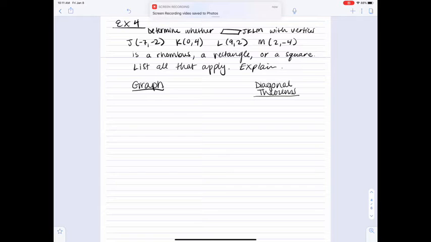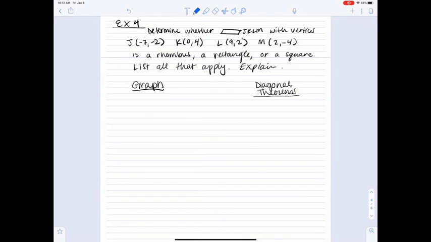All right, the last example is example number 4. Determine whether parallelogram JKLM, with the vertices given right there in those points, is a rhombus, a rectangle, or a square. List all that apply. Explain. Remember, if it's a square, then it's all 3, because a square is a rhombus and a rectangle combined. Or it could be just a rhombus or just a rectangle.